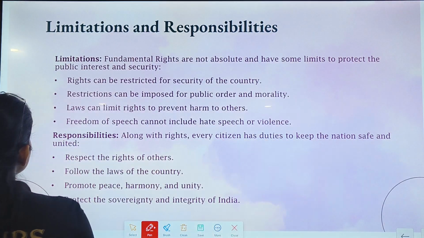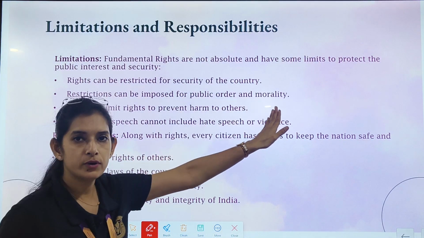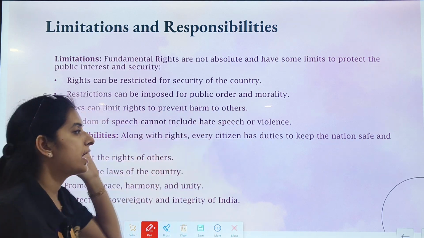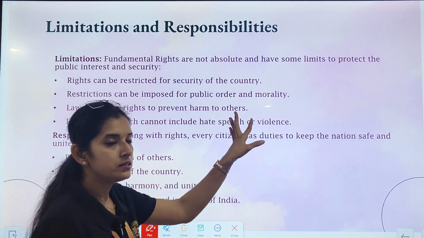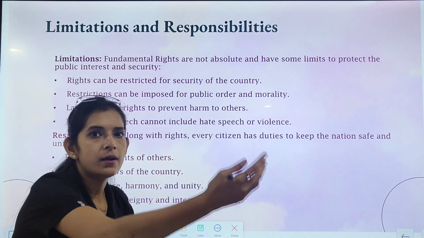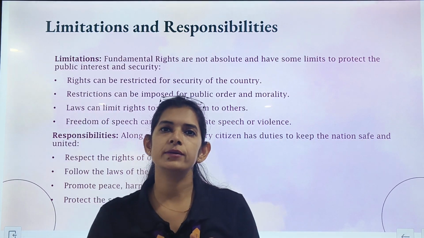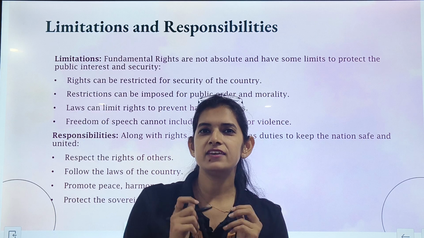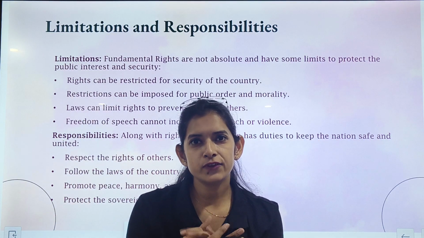Clear? Next, restrictions can be imposed for public order or morality. That is, for the benefit of the public, those restrictions can be imposed. Laws can limit rights to prevent harm to others. Clear? Like it can be limited so that it won't harm others. For example, let us take once again the example of right to freedom. We are free to move wherever we feel like, and reside wherever we feel like, right? It is a right to freedom.